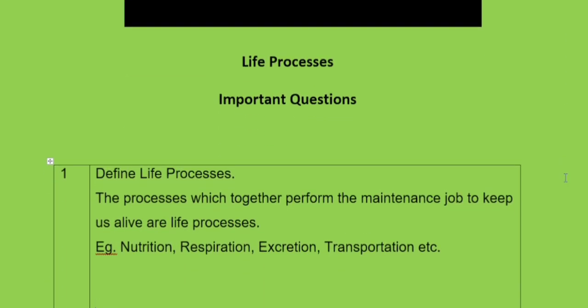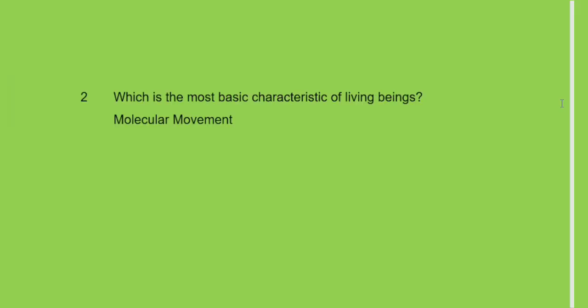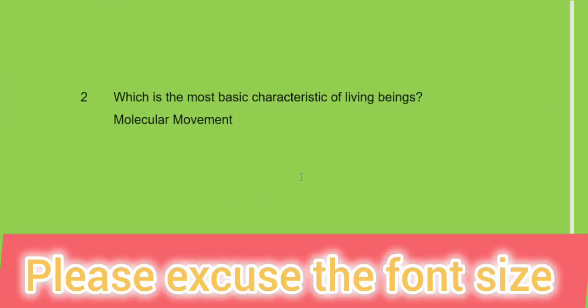First question in this series is define life processes. So this is a very basic question. The processes which together perform the maintenance job to keep us alive are life processes. We have many life processes like nutrition, respiration, excretion, transportation, etc. The next is a very important question, which is the most basic characteristic of living beings. It is nothing but molecular movement.